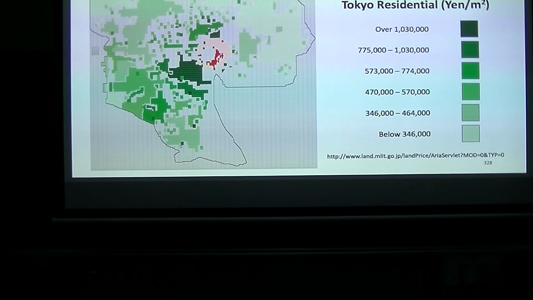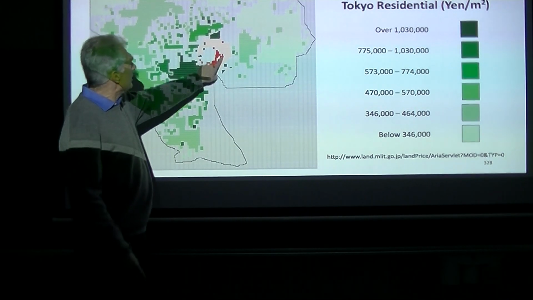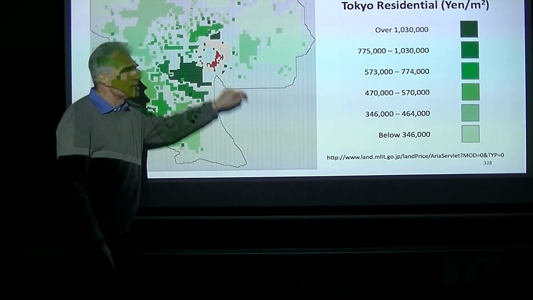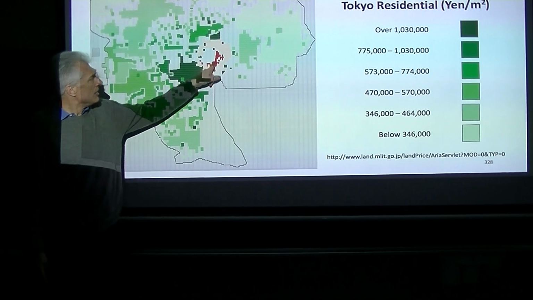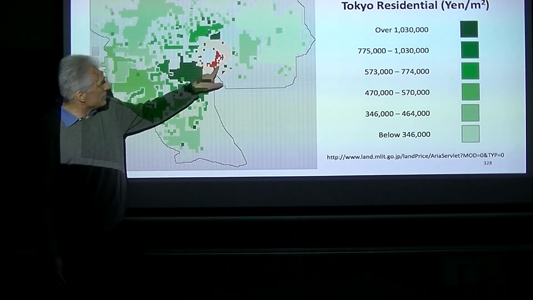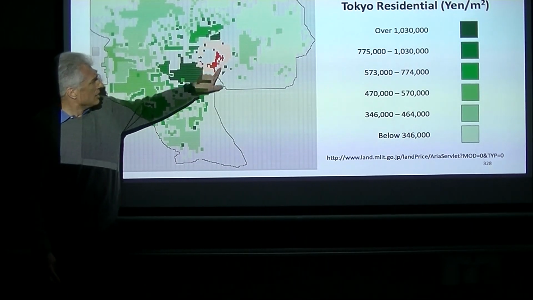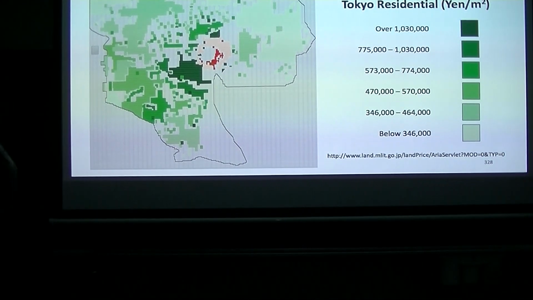So that's on this map. The red, that's commercial. That's the city center. This is the office and retail, the Ginza right in there.